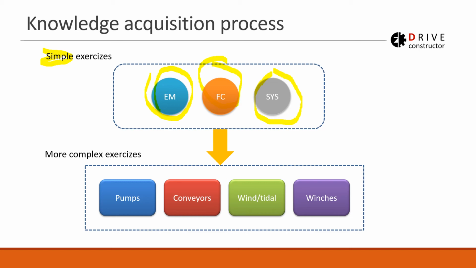But in the second group of exercises, you will be working more with applications, already using the knowledge you obtained while working with the simpler exercises. Then you will make real systems for pumps, for conveyors, for wind turbines, and for winches. So I really recommend you start with the first group. The exercises are called EM1, EM2, EM3, FC1, FC2, FC3. They're easier to start with. And after you're finished with them, you look at the second group of exercises, designated P1, P2, C1, C2, and so on and so forth.